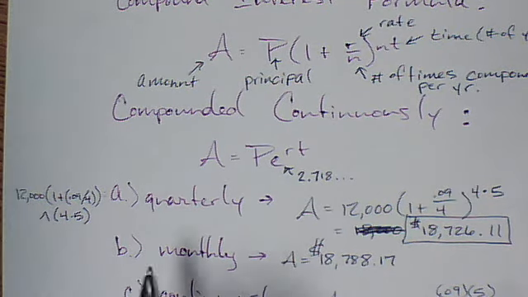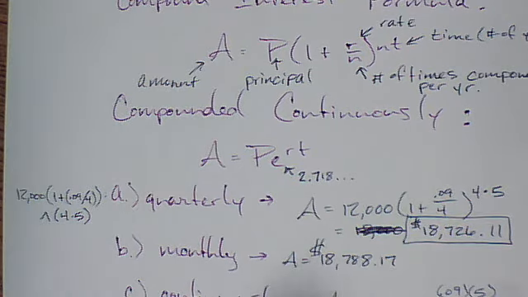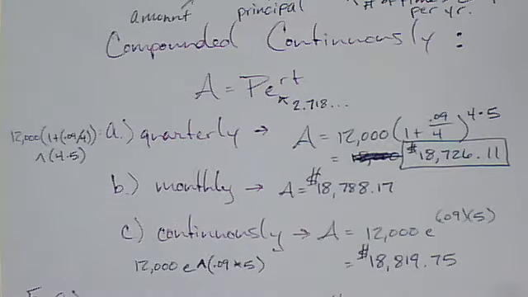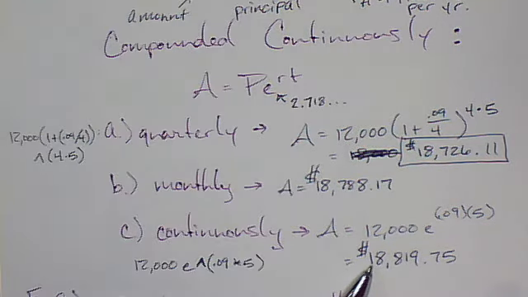On the continuously formula, you would say 12,000 times E, the little caret, open parentheses, 0.09 times 5, close parentheses. And that would give you $18,819.75.